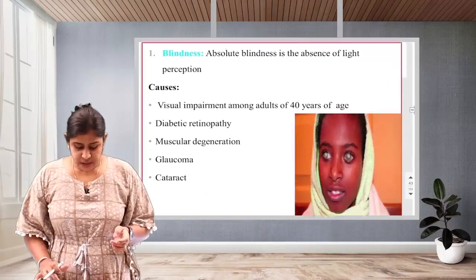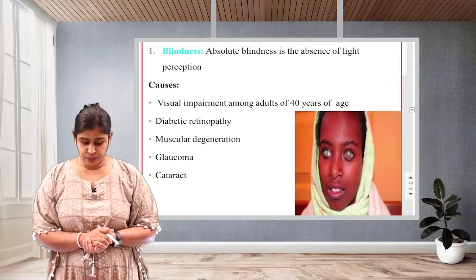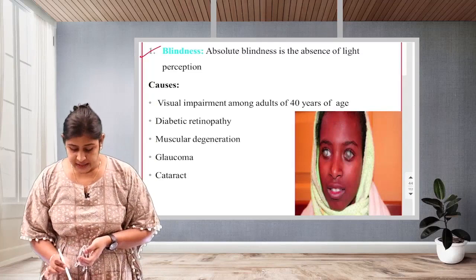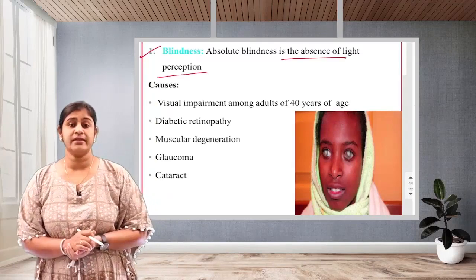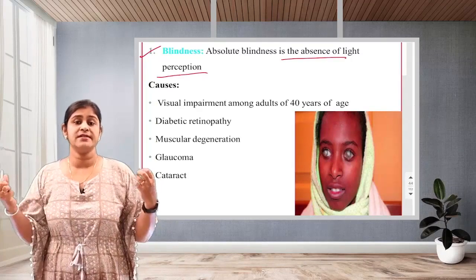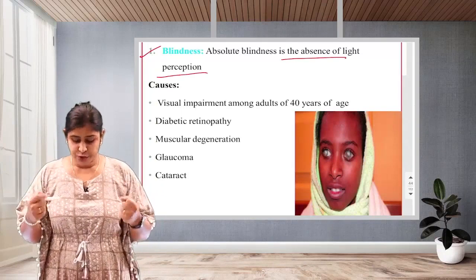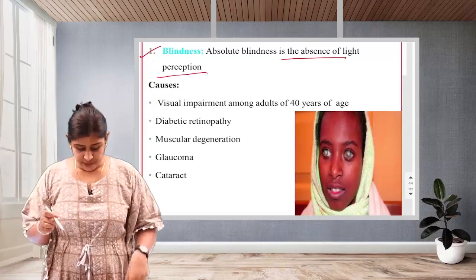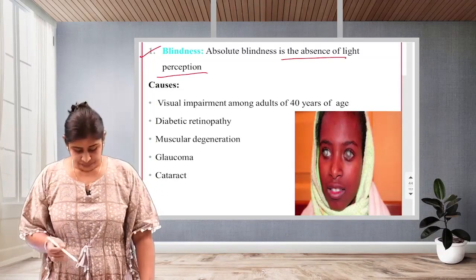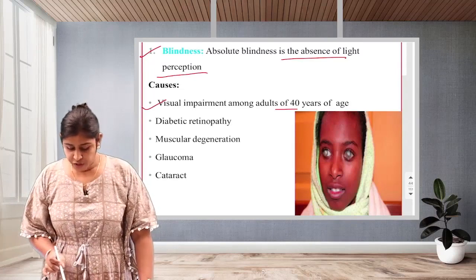So in this, first is blindness. What does blindness refer to? Absolute blindness is the absence of light perception, that is, the person is not able to perceive light. That is absolute blindness, the absence of light perception. What are the causes? Visual impairment among adults of 40 years of age.